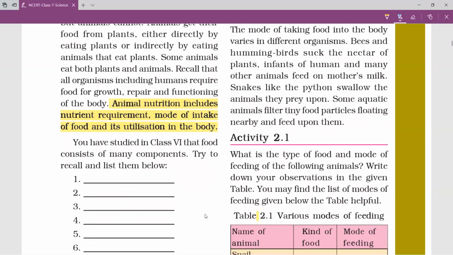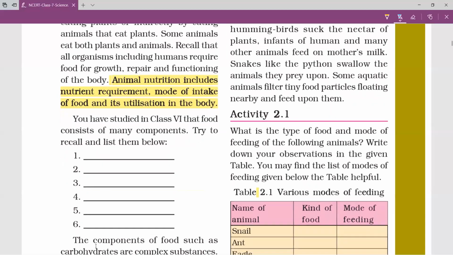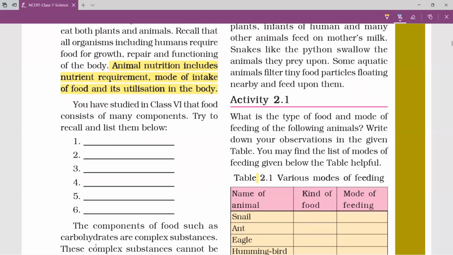In the previous class, we studied different components of food. Just recall what they are. The first component is carbohydrate, second is protein, third is fat, fourth is vitamin, fifth is minerals, and sixth, actually it is not a component, but it is very essential: roughage, fibers, and water. These are the different components which are part of the food.